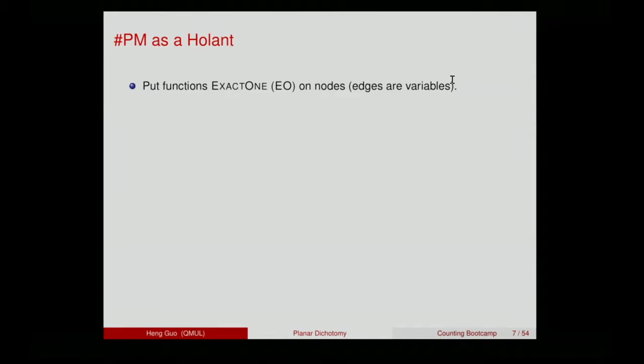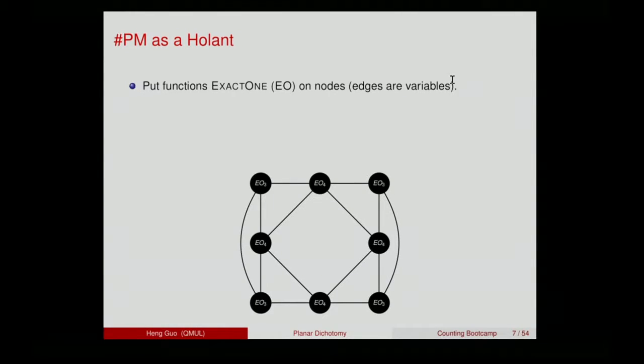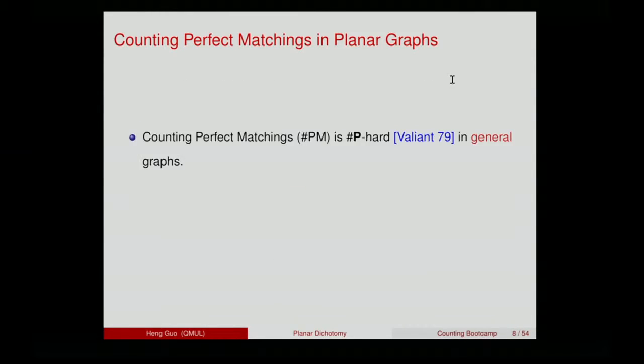So let's see a brief example of how we can express counting perfect matching as a Holant. What we do is put this exact-one function on every vertex, and note that we actually put different functions when the degree is different, like exact-one of arity 3 or exact-one of arity 4, when the degree is 3 or 4. And then counting perfect matchings is just this Z, the partition function.